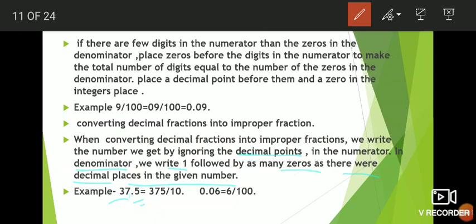So what we have to write here? Ignore the decimal point in the numerator and write it like a number. So it is 375 it will come. Now in the denominator 1 we have to write, and 1 followed by as many zeros as there were decimal places in the given number, they told. Means after decimal point, how many digits are there? Only 1 digit. That's why we have to add here only 1 zero.